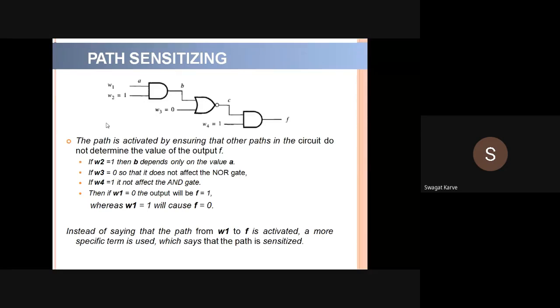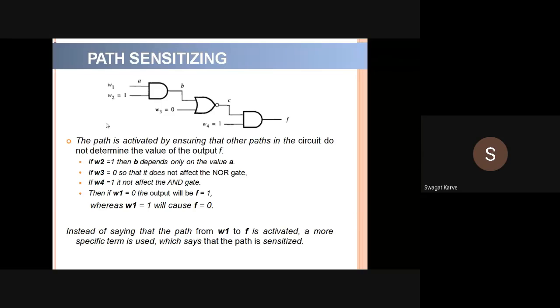how many conditions will there be? There will be four test inputs you have to apply, that is W1, W2, W3, W4. That means 2 raised to 4, that is 16 probable combinations you have to write. This is the first step. Then next, you have to identify the internal wires, internal connections.